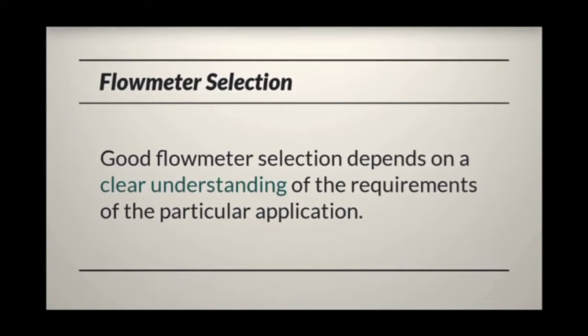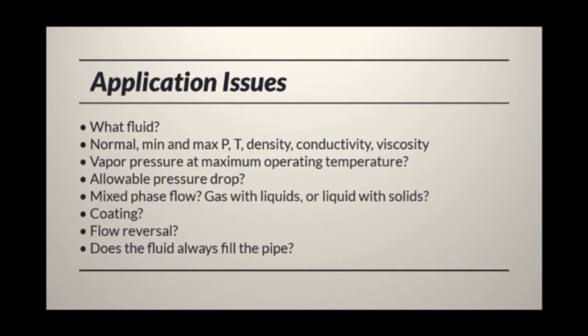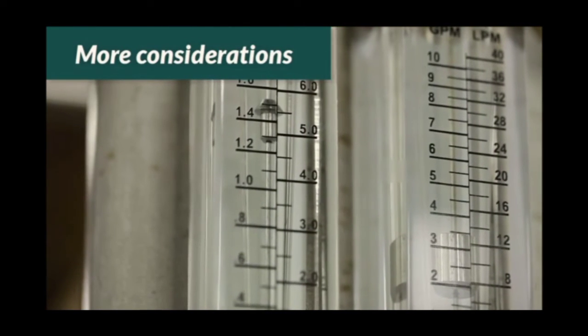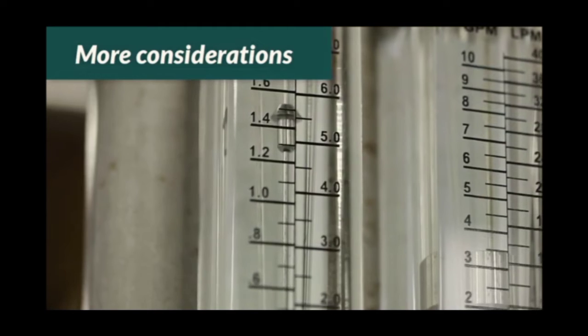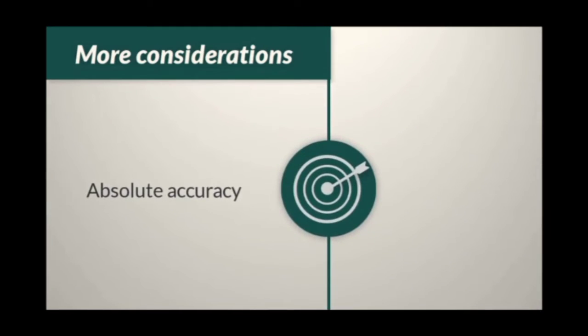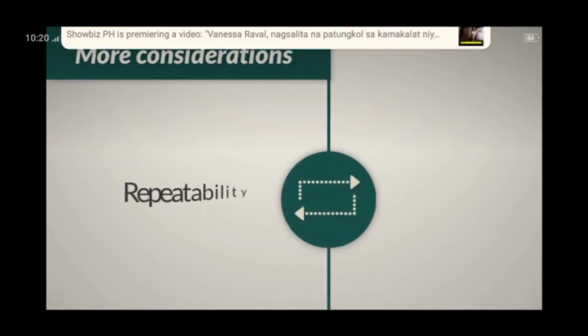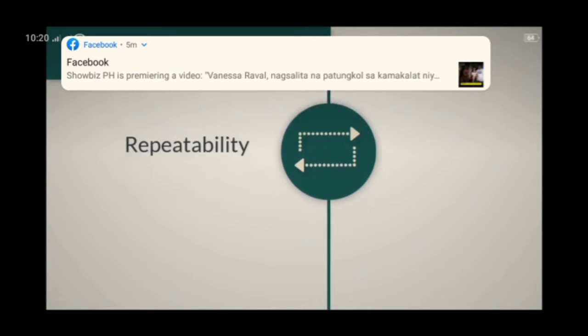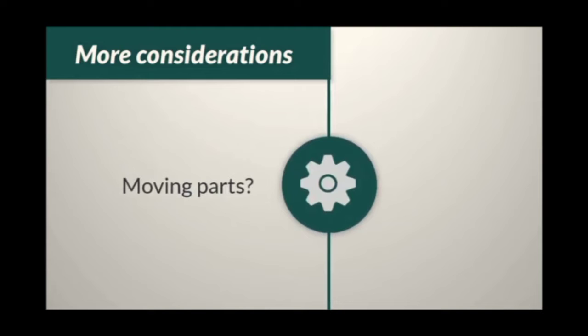Good flow meter selection depends on a clear understanding of the requirements of the particular application. Spend the time up front to fully evaluate the nature of the process fluid and the installation. Use a systematic step-by-step process to develop specifications. In applications where products are bought and sold on the basis of meter reading, absolute accuracy is critical. In other applications, repeatability may be more important. In general, reliability is higher for flow meters with no moving parts.